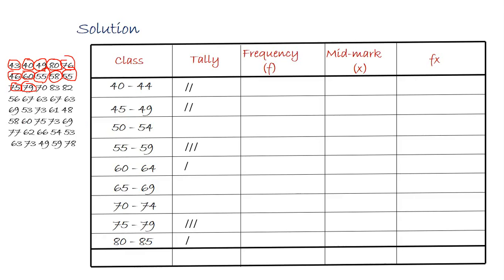Then you have 70, which lies in the class of 70 to 74. 74 lies in the class of 70 to 74.